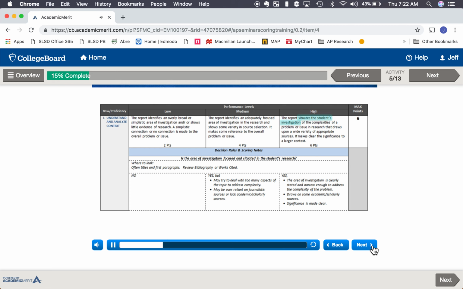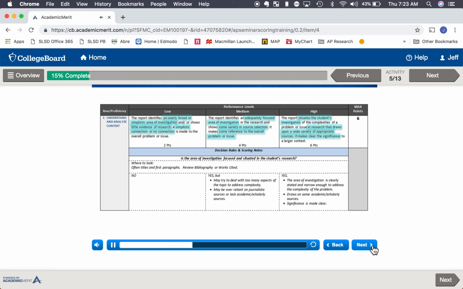At the high level, the report situates the student's investigation in research that draws upon a wide variety of appropriate sources, and the significance is made clear. At the medium level, the report is adequately focused, with some variety in sources, and it makes reference to the overall problem or issue. At the lower level, the report is overly broad and shows little evidence of research. It makes no connection, or only a simplistic connection, to the overall problem or issue.